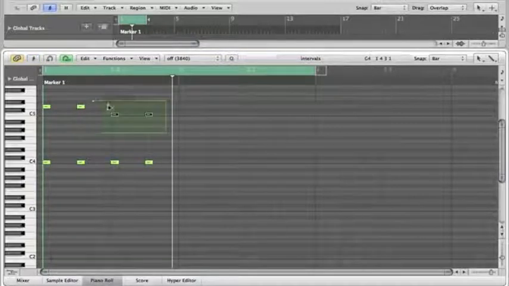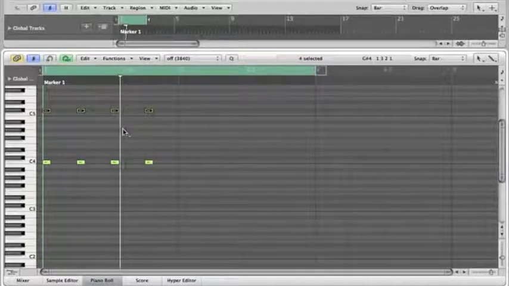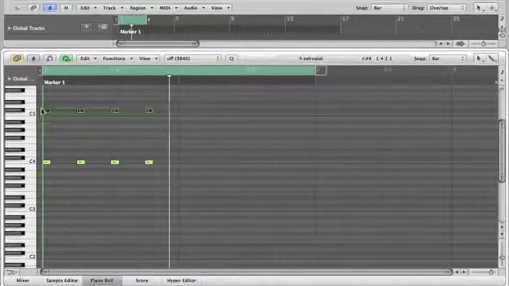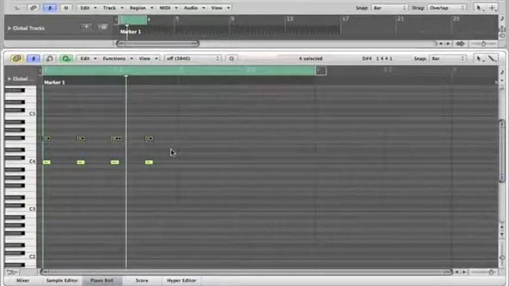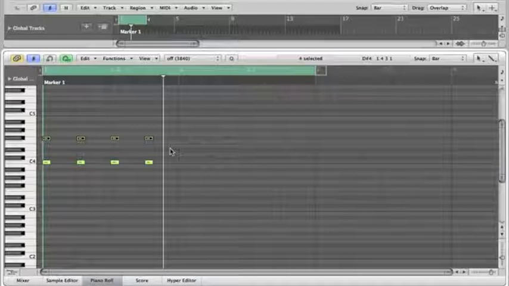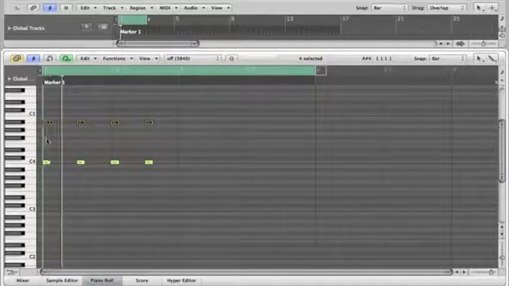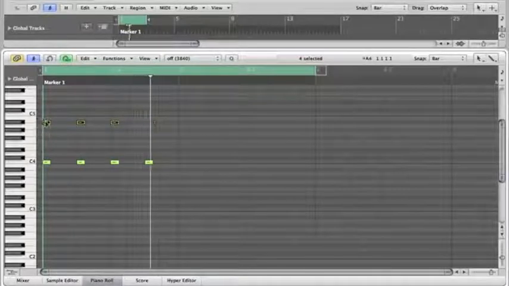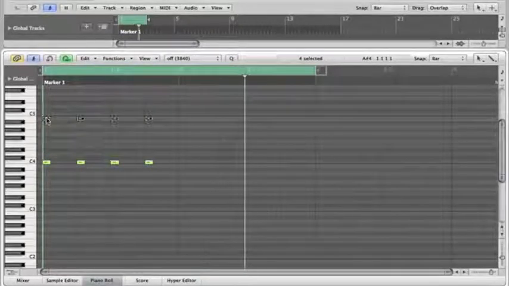What else? We have the minor second, which is really dissonant. We have the tritone. That's just ugly. The minor seventh. And the major seventh.